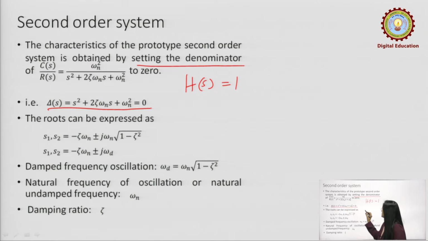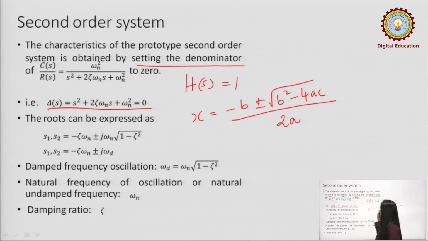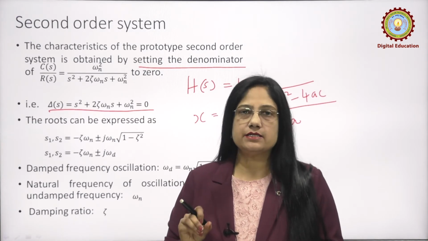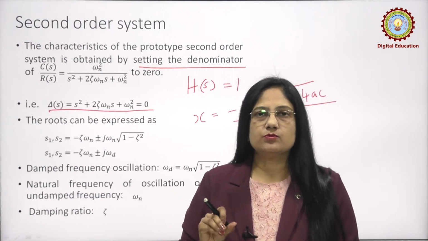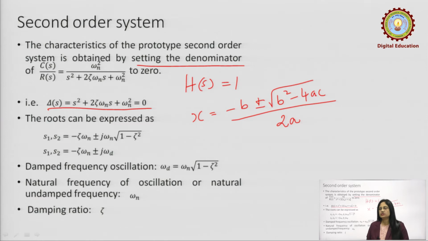So, it is a second order system. How do we find the roots? Like we have the simple algebraic formula, minus b plus or minus root of b square minus 4ac upon 2a. Using this relation, we determine the roots of the equation. The characteristics of a prototype second order system is obtained by setting the denominator of the equation to 0. This denominator equation is known as the characteristic equation. So, in control systems, the characteristic equation means the denominator of a closed loop transfer function.